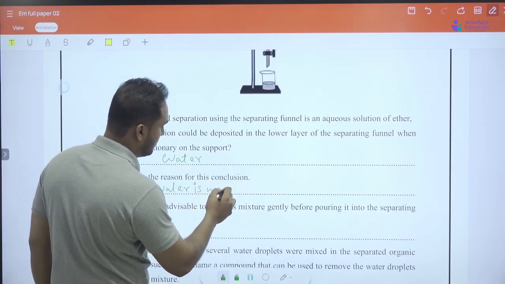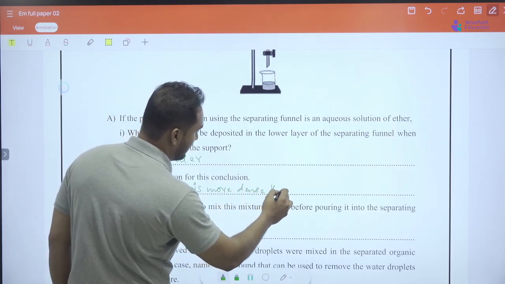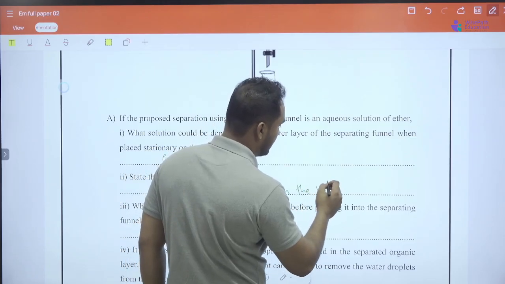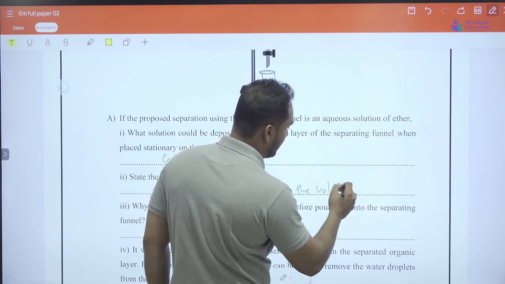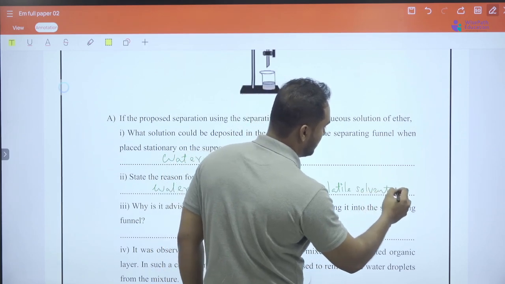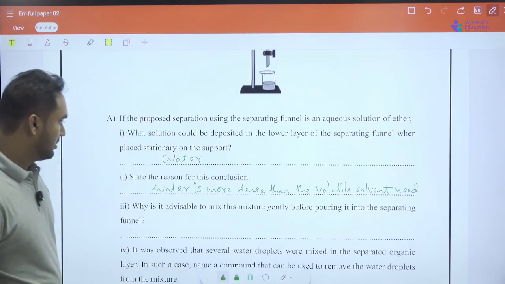Water is more dense than the volatile solvents. We'll tell it that way. Than the volatile solvent used, right? Than the volatile solvent used.